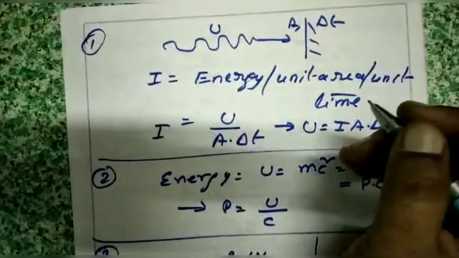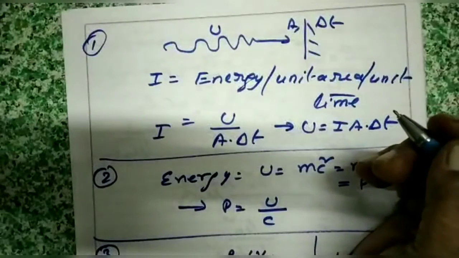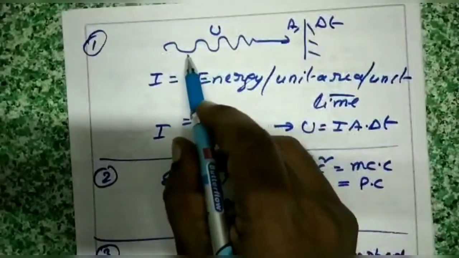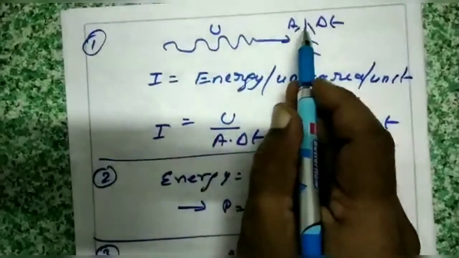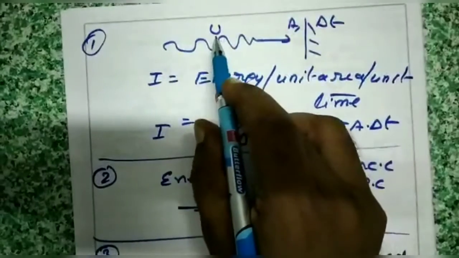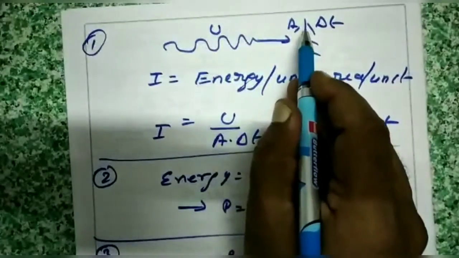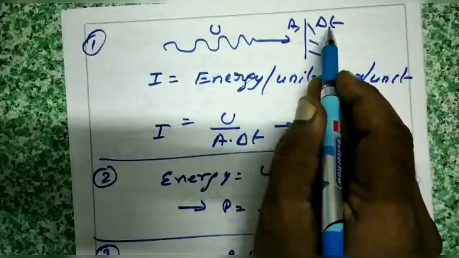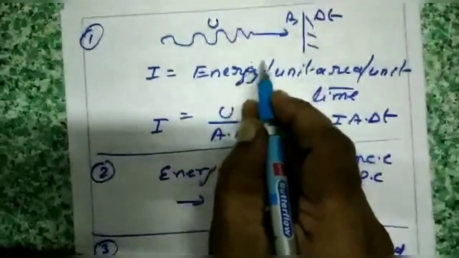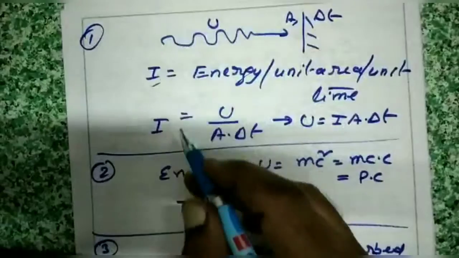Dear students, now some formulae we have to study in the chapter of electromagnetic waves. We know this is an electromagnetic wave and it is falling on a surface. Suppose the electromagnetic wave has energy U. That means U energy is falling on the surface whose area is A in time delta t. So then energy falling on unit area per second, how much? That is called intensity of the wave.